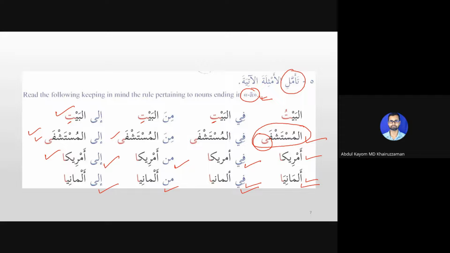This is Hamzatul Wasl, right? We don't read this alif. We read fil mustashfa. But here, this is Hamzatul Qata, which means this Hamza must be read. We read fi Amrika. We read fi Almania. Next, min Almania, ila Almania.